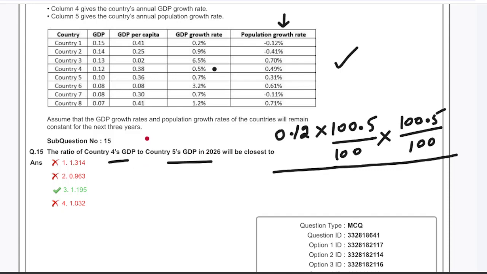And for country 5, it is 0.10 multiplied by 0.7%. That is 100.7, on the same logic.